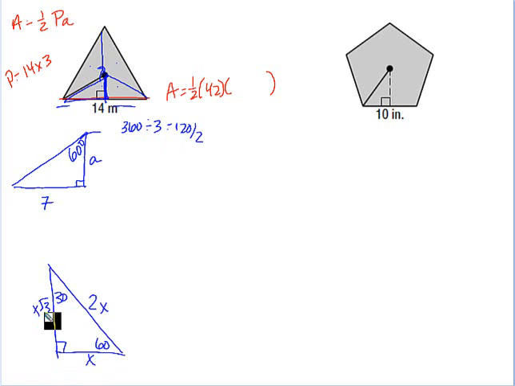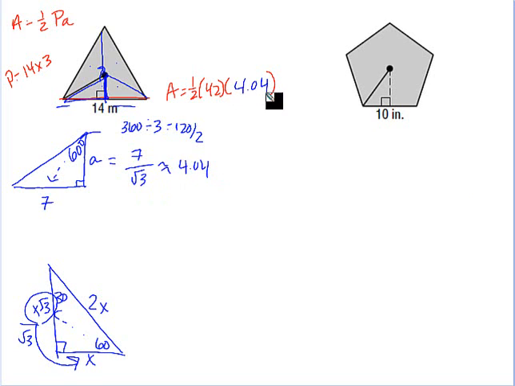Here, we know the side across from 60 is 7, so that's our x square root of 3 side. To get to our shorter leg, we would just have to divide that by the square root of 3. So our apothem here is 7 divided by the square root of 3, which is about 4.04. So that's our apothem. Now if we take that apothem and multiply it by 1/2 and by 42, the area we end up getting is about 84.9 meters squared.